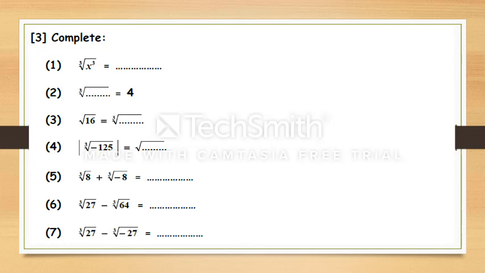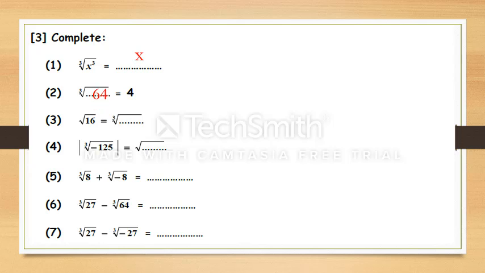Complete. 1: x to the power 3 is under the cube root, so we want the cube root of x to the power 3. In this case, we divide the power 3 by 3 to get 1. So x to the power 1 is just x. And 4, we want to put inside the cube root. So when we want to put anything inside the cube root, we multiply its power by 3. And 4 here, its power is 1. So 1 times 3, we get 4 to the power 3, which is 64.